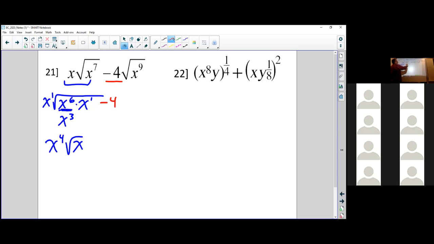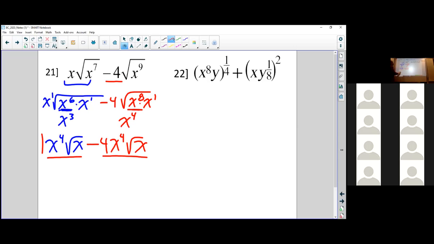And then I know that this is x to the 8th, x to the 1st. When I multiply, the square root of x to the 8 is x to the 4th. So I'm going to get minus 4 x to the 4th root x. These are the same now, so that's 1. So 1 minus 4 is negative 3 x to the 4th root x.